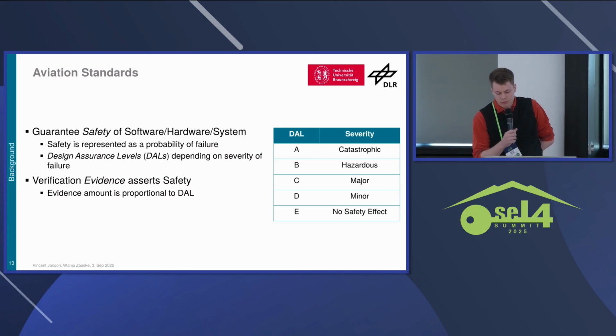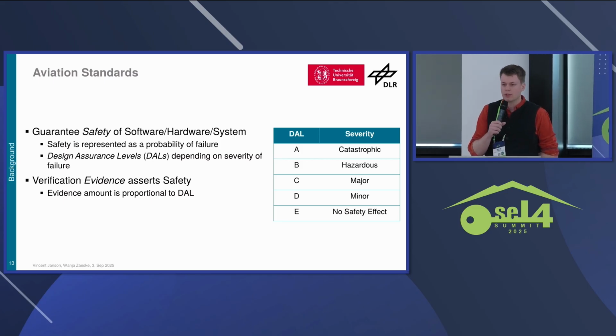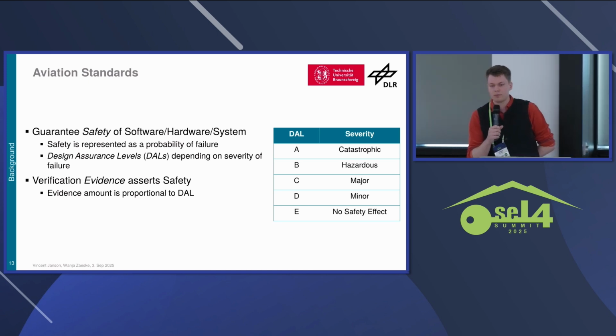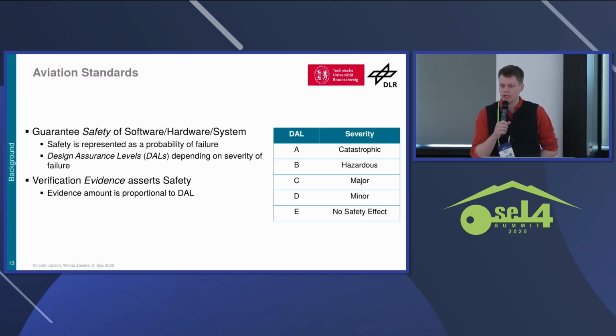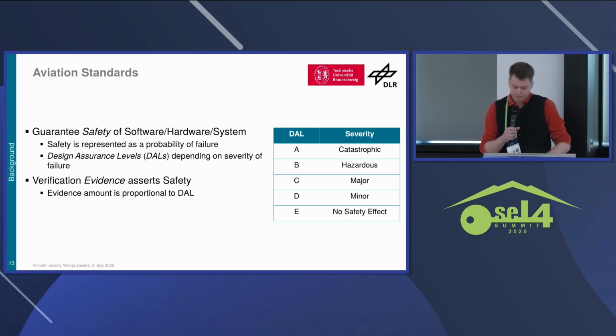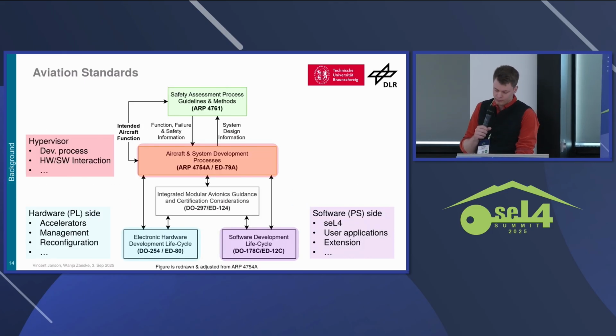Now, in the aviation industry, we have the assurance levels in the table on the right, with A being the most critical one, so there's the most work when you do the verification, because we are assuming that if the system fails, there will be catastrophic events following, while on level E, there's basically almost no verification required, because the system does not contribute to the overall safety of an aircraft. Obviously, higher assurance level requires more evidence.